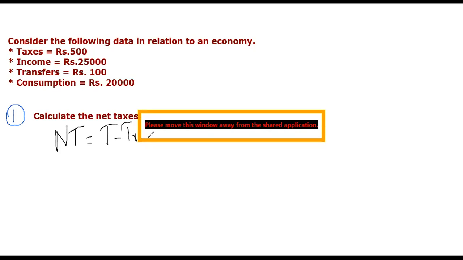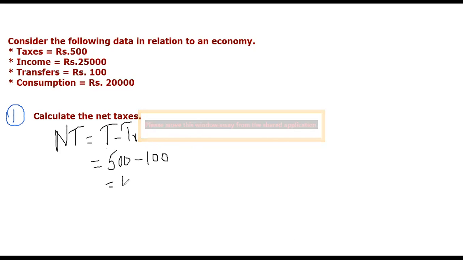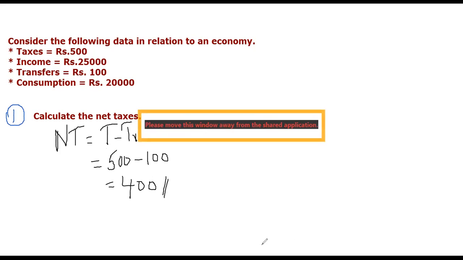Remember, I told you in the beginning also, this chapter has lots of calculations. Therefore, what's the T? 500. Transfers 100. Therefore, net tax is what? 400. Calculate the net tax, that is 400. Okay, it's a new matter for you. So listen, net tax is equal to T minus TR, that is 500 minus 100, 400. Is it okay?